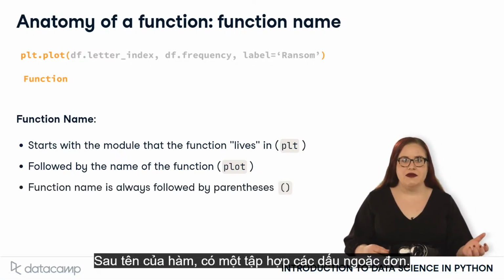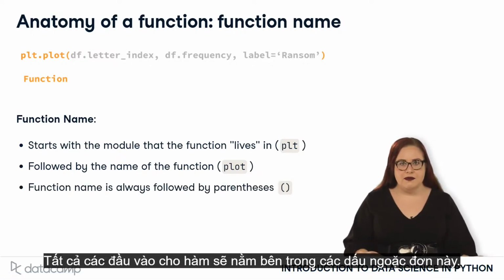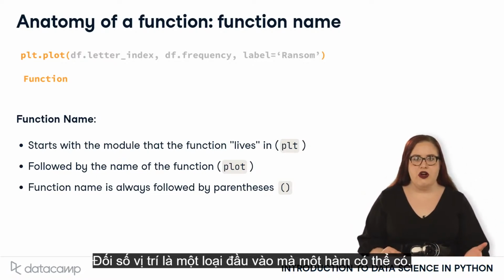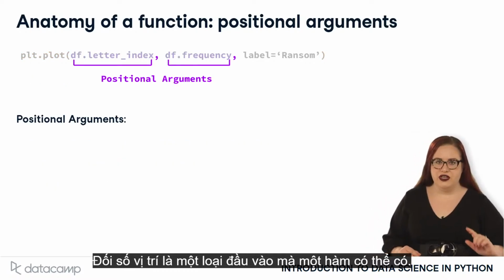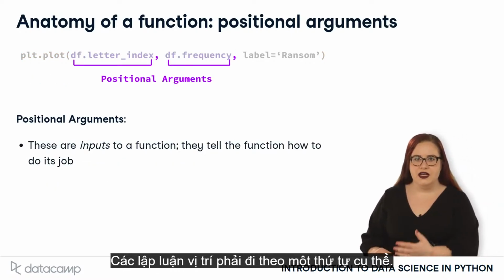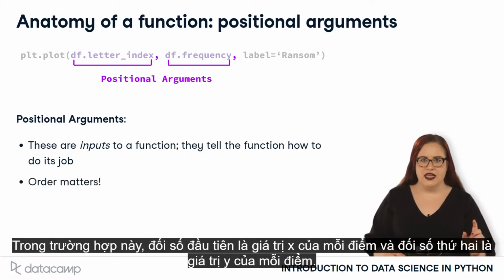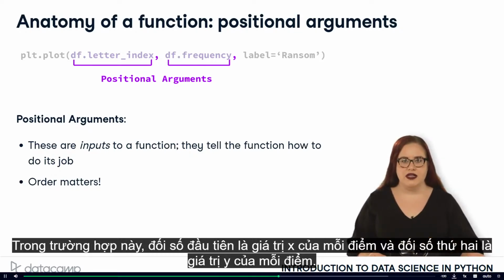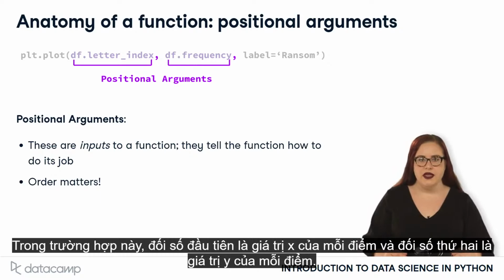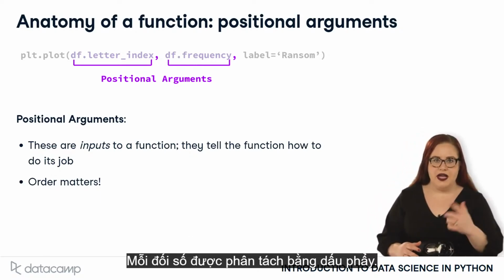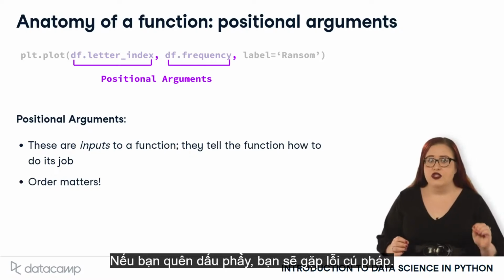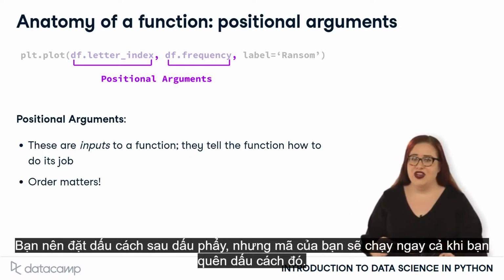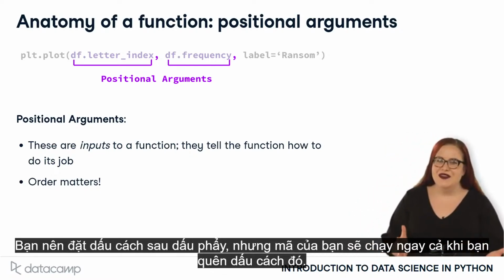After the name of the function comes a set of parentheses. The inputs to the function will all come inside of these parentheses. Positional arguments are one type of input that a function can have. Positional arguments must come in a specific order. In this case, the first argument is the x value of each point, and the second argument is the y value of each point. Each argument is separated by a comma. If you forget the comma, you will get a syntax error. It's good practice to put a space after the comma, but your code will run even if you forget that space.